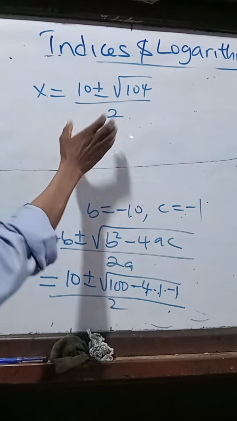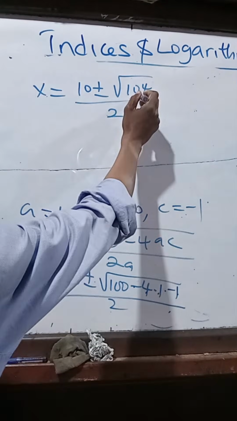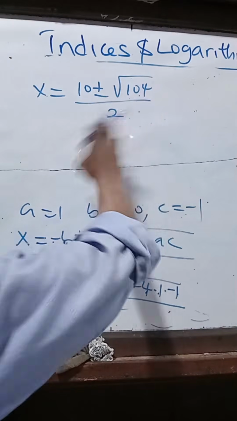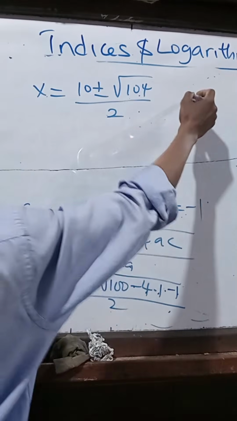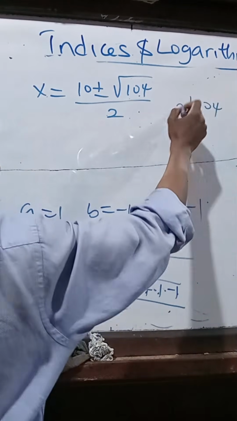So that's what we have here. Then we can quickly solve this one. We can leave it this way, but we can still tidy up some things here. 104, we can get the factors of that.